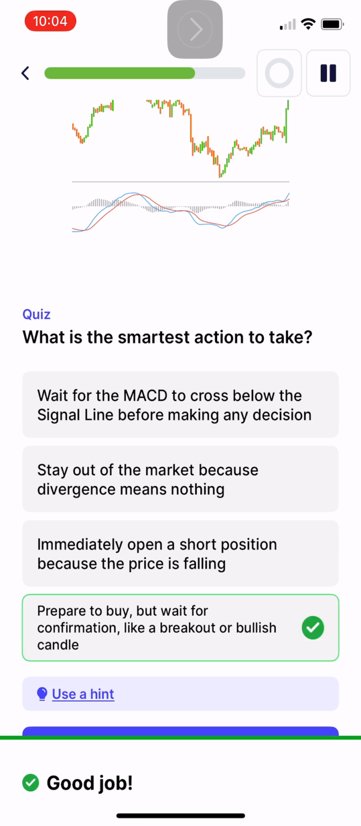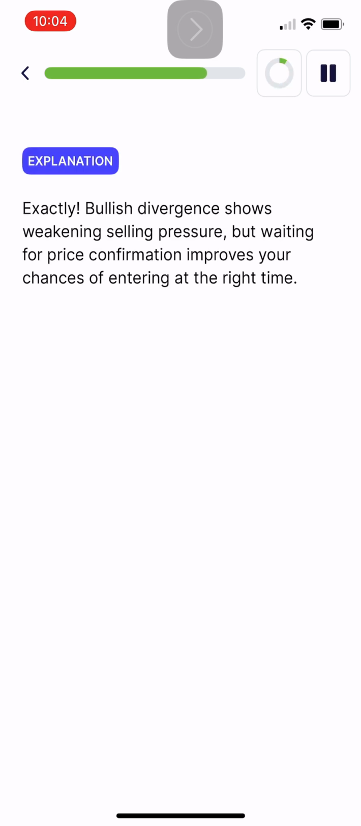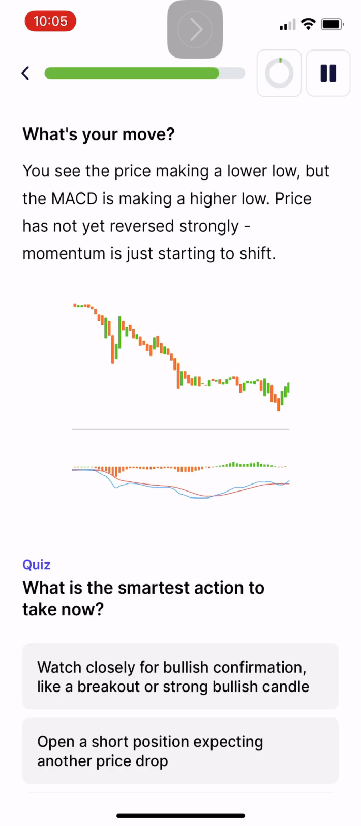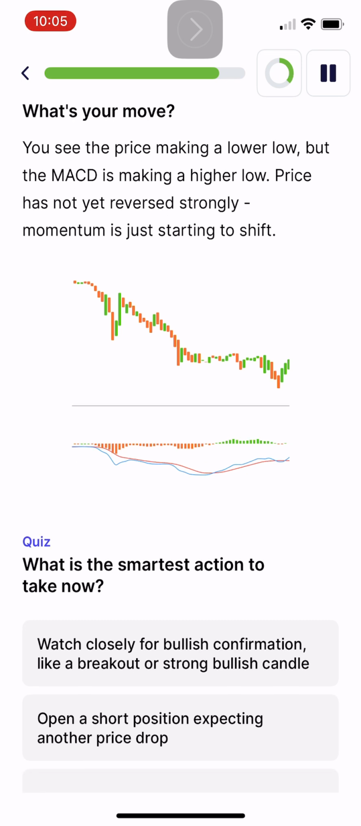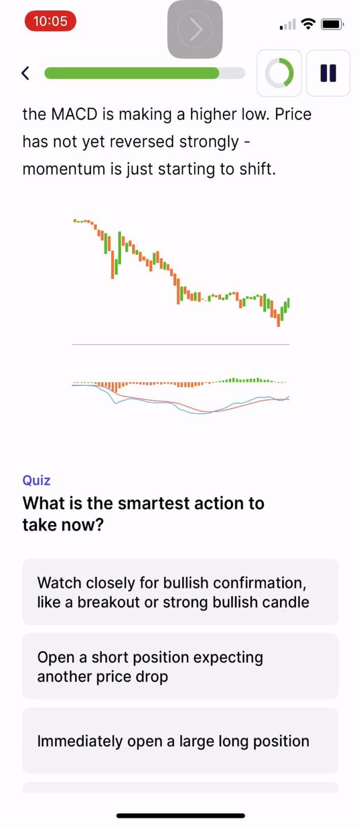Yes, you're right. Exactly. Bullish divergence shows weakening selling pressure, but waiting for price confirmation improves your chances of entering at the right time. Time for a quick quiz. You see the price making a lower low, but the MACD is making a higher low. Price has not yet reversed strongly. Momentum is just starting to shift.